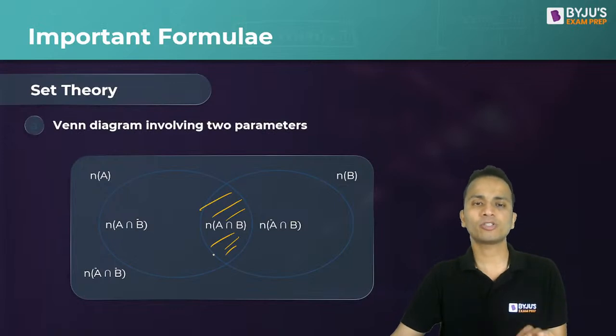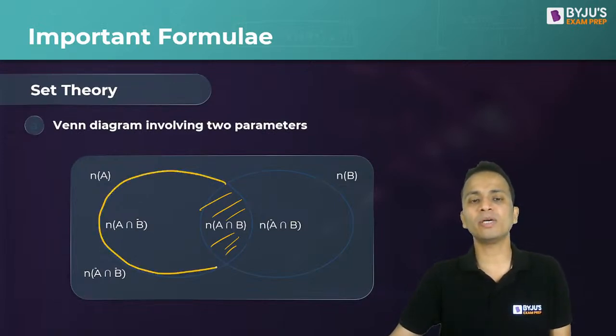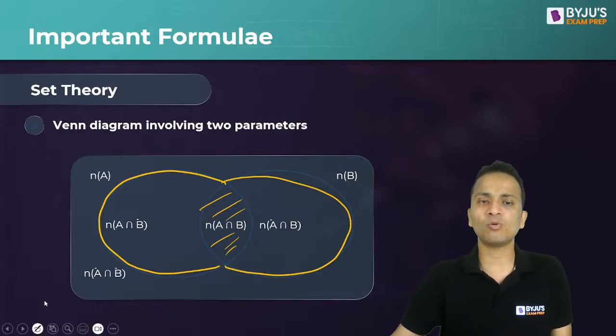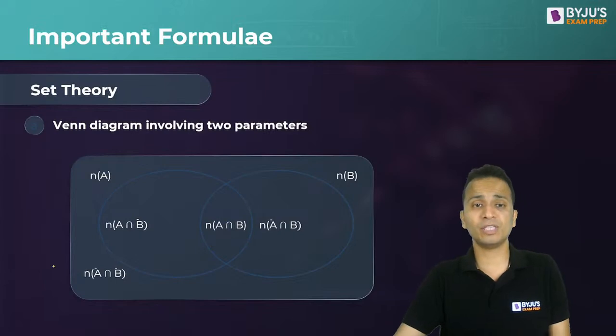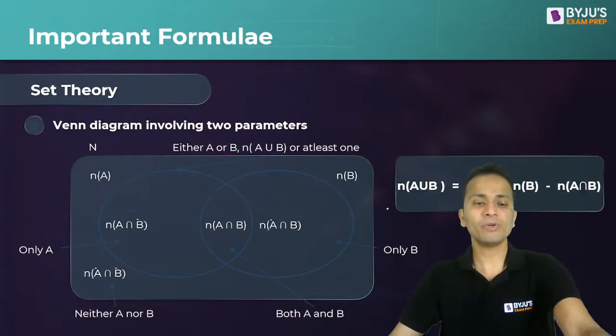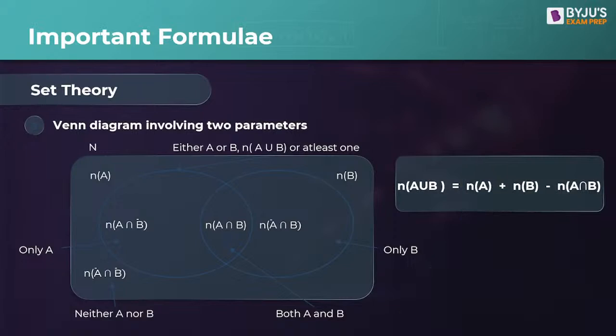The common portion is called the intersection of these two, and the union of these two is denoted by this. Now, there is a formula that we can use to find the union of these two sets. So this is the formula that we use. A union B is equal to A plus B minus A intersection B.